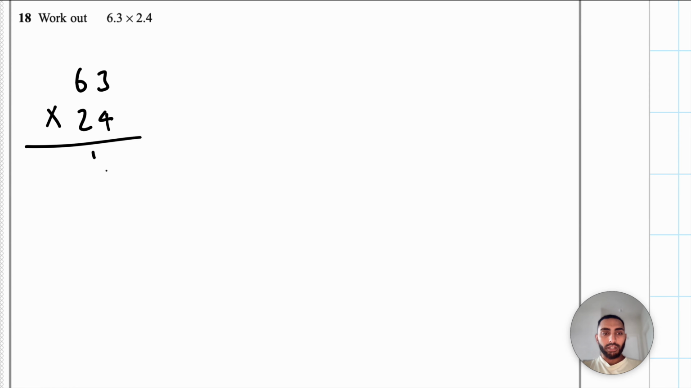4 times 3 is 12. 4 times 6 is 24. Add the 1, which is 25. Because I'm multiplying by 20, not by 2, I put a 0 first. 2 times 3 is 6. 2 times 6 is 12. Just need to add these up.